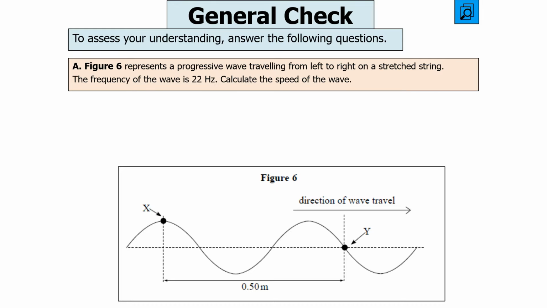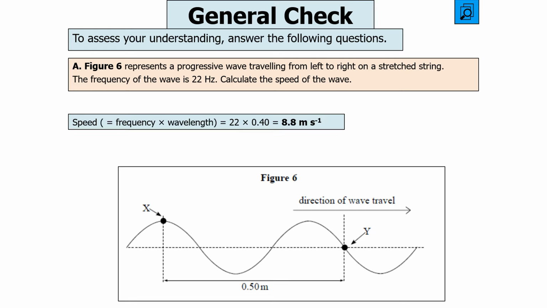The frequency of the wave is 22 Hz. Calculate the speed of the wave. So pause the video now, then unpause the video when you want to go through your answer. So, how do you work out the speed? The speed is equal to frequency times by wavelength. So it's 22 times by 0.40, that's the wavelength of the wave, which equals 8.8 meters per second.